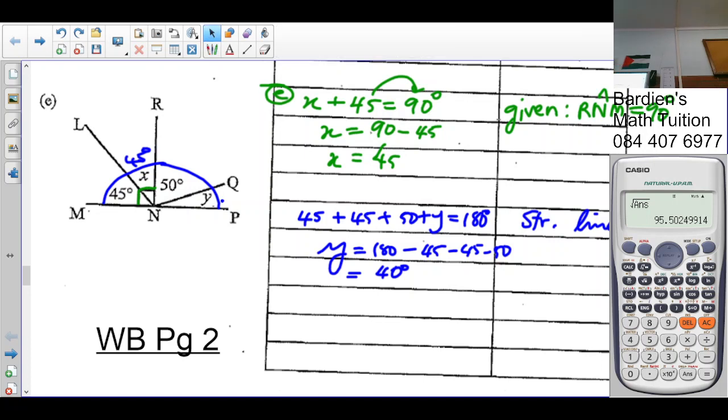You guys understand? Yes, Michael? Can't you just say 180 minus 45 plus 45 plus 50? No, because it's not 180 minus 45 plus 45. If you had said 180 minus 45 minus 45 minus 50, yes. But you put pluses there, you can't put pluses. It must be minus. You try to trick me.